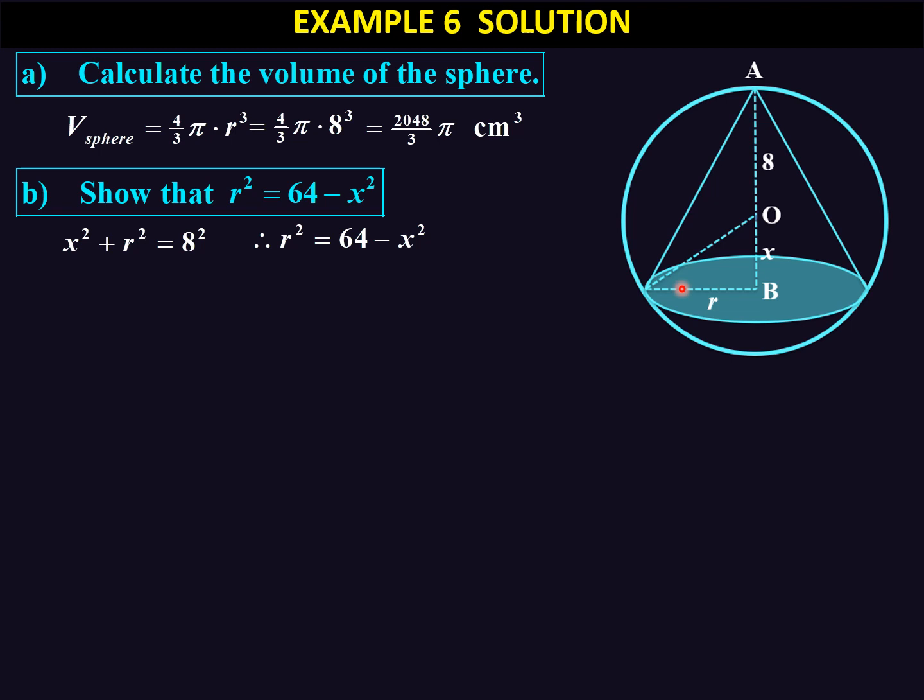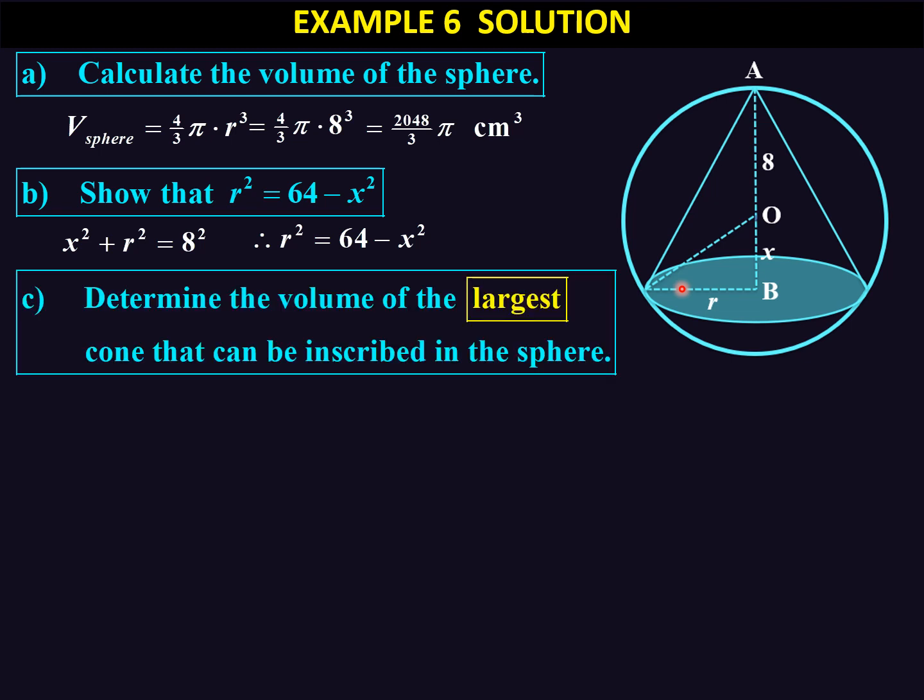Number C. This is going to help you step by step here. Number C, determine the volume of the largest cone. Volume of a cone, the volume formula was given. So now we just have to substitute. What is the radius measurement of the cone? There's the radius. Radius is r, so we keep the r.